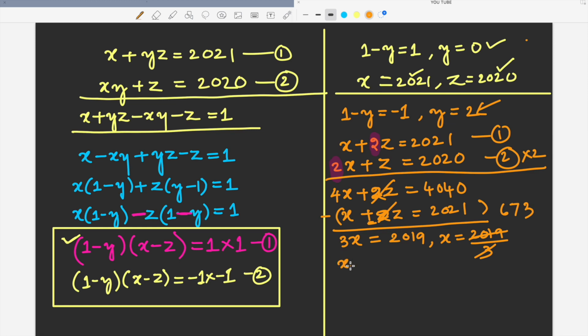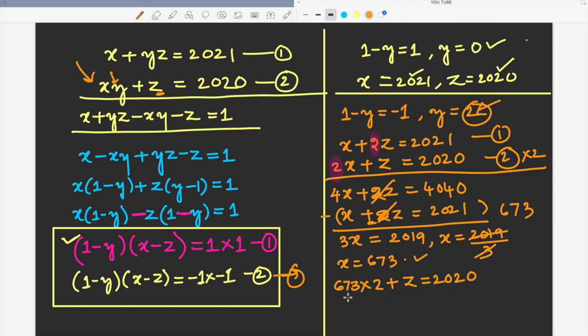So x equals how much? 673. So by solving the second method, I got x equal to 673 and y equals 2. So now we'll solve for z also. We'll substitute these x and y values in equation 2 so that we'll get the value of z. So x is 673 and y is 2. So 673 times 2 plus z equals 2020.